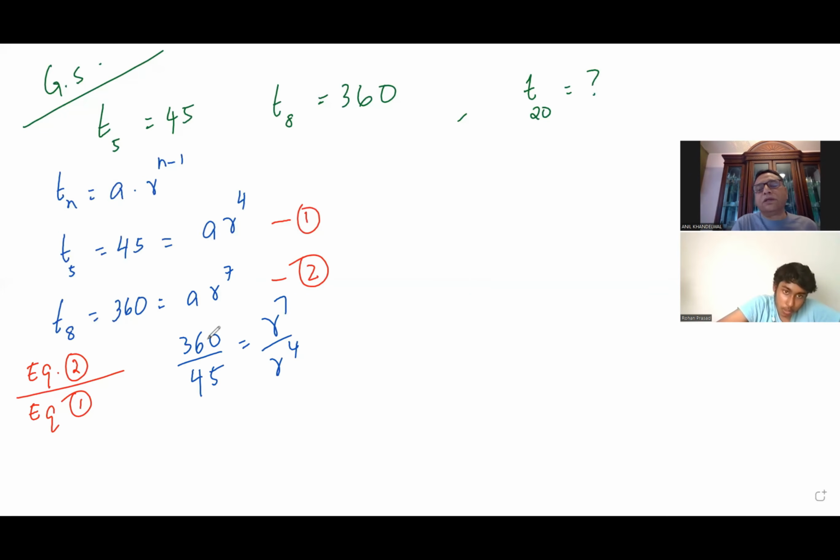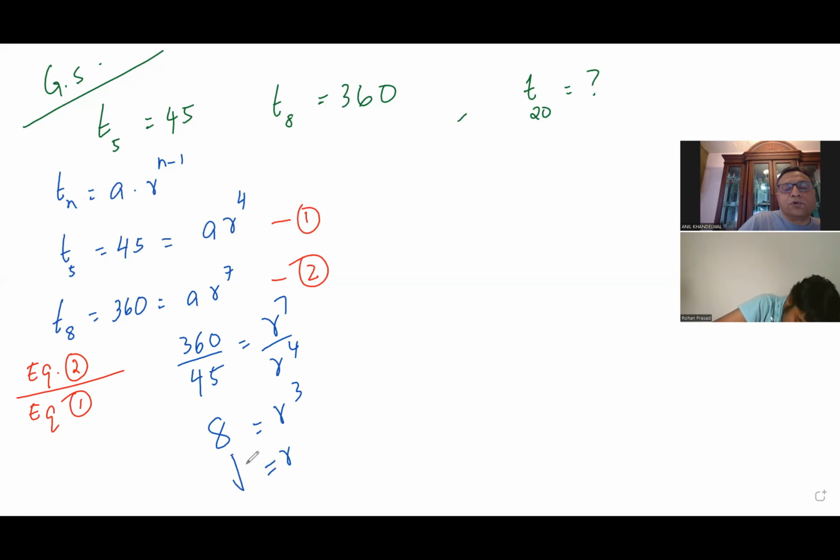So you can actually get r cubed as equal to 360 divided by 45, which is 8. And then take the cube root, so r equals 2.